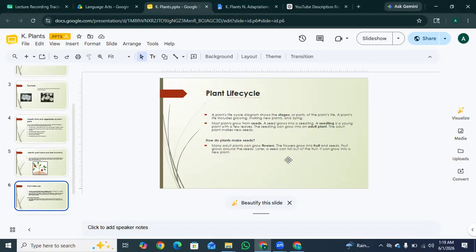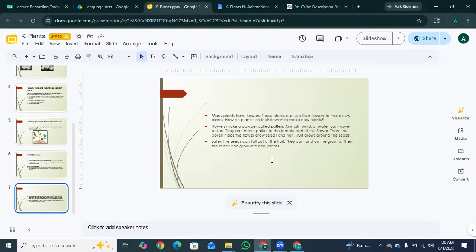So, how are seeds made? Adult plants grow flowers which turn into fruit. The fruit protects the seeds inside until they fall out onto the ground to grow into new plants. So how do plants make seeds? Like many adult plants can grow flowers. The flowers grow into fruit and seeds. Fruit grows around the seeds. Later, a seed can fall out of the fruit and it can grow into a new plant.